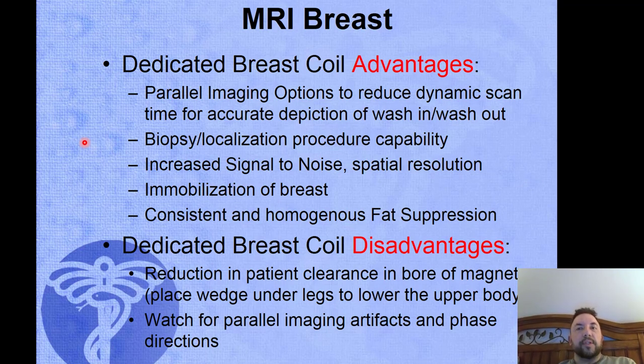Purpose of that is we can reduce dynamic scan time, and that's crucial to get that spoiled gradient echo with FATSAT, to get that dynamic scan time to be around a minute 20, even possibly a minute 10, but definitely no more than a minute 30 per dynamic run. We run one pre-contrast, make sure we have homogeneous, even, uniform FATSAT. Once we inject the contrast, then we run 3 or even 4 full dynamic acquisitions post-contrast.